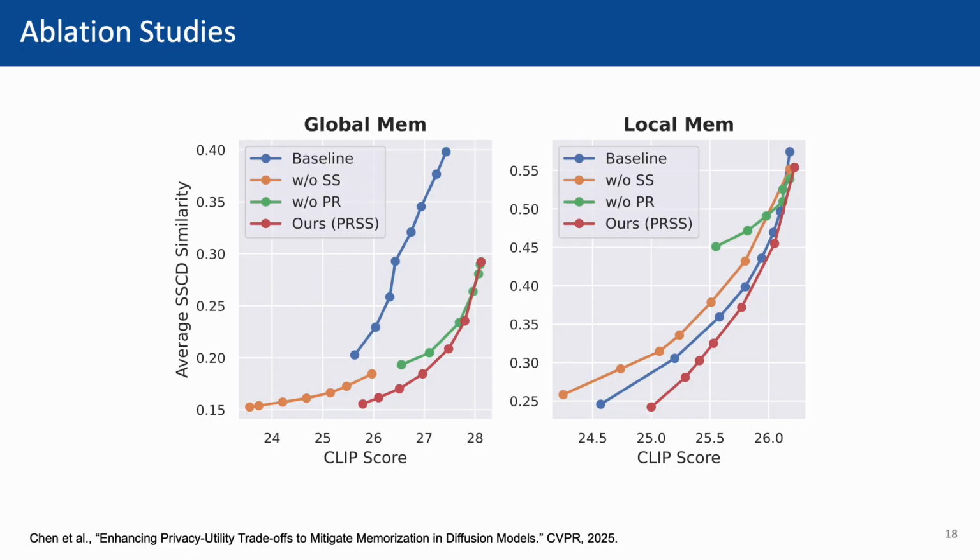In the global memorization case, each component, PR or SS, already outperforms the baseline on its own, but when combined, they further enhance the trade-off, demonstrating the robustness of PRSS across both global and local memorization challenges.